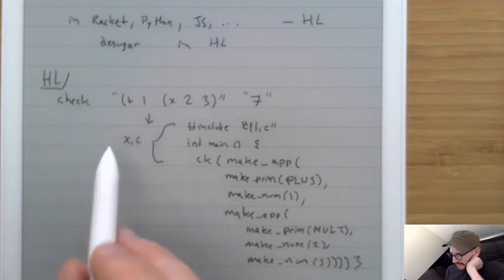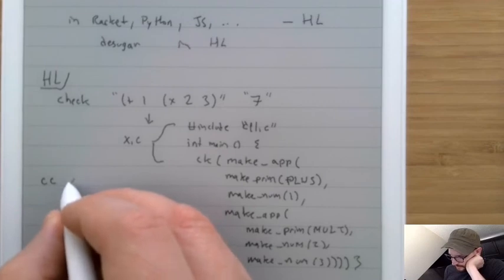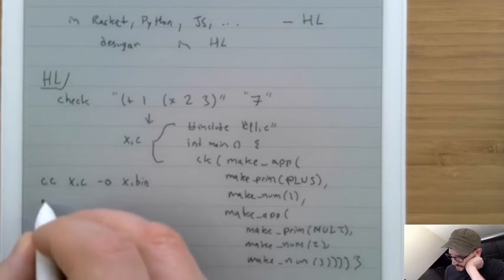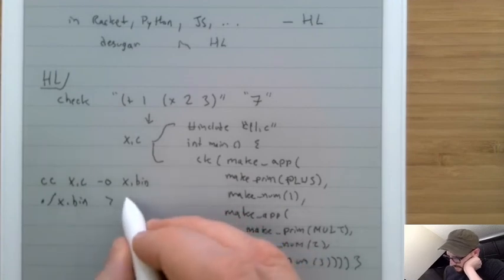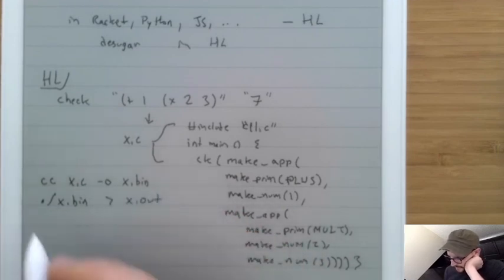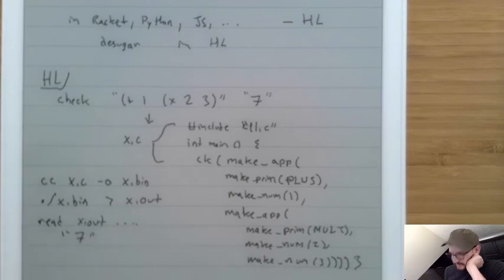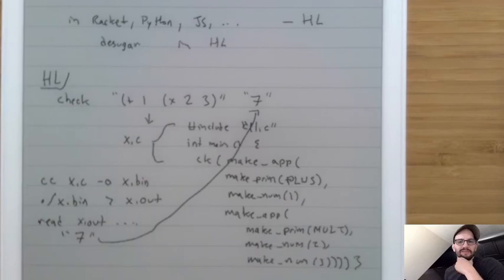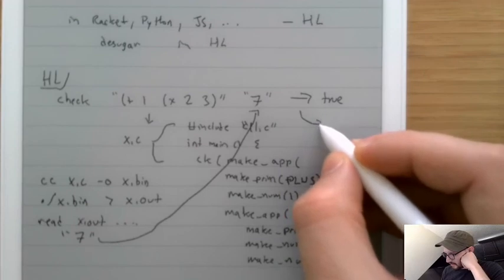Then, after check makes that program, it calls the C compiler on x.c, and it outputs x.bin. Then it runs x.bin, and it puts the output into x.out. Then it reads x.out, and it gets an answer, let's say 7. Then it compares that with this, and it sees if it's the same thing. If it is, then it returns true. And if it wasn't, then it would error.